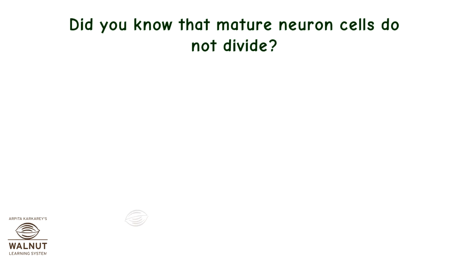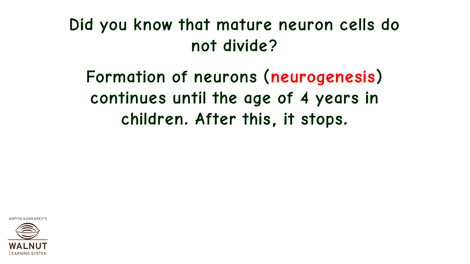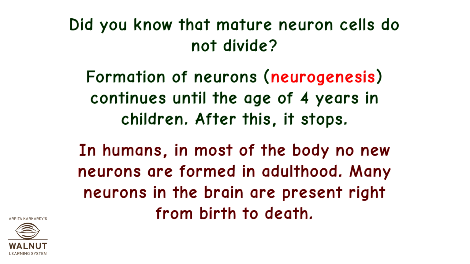Did you know that mature neuron cells do not divide? Formation of neurons, neurogenesis, continues until the age of 4 years in children. After this, it stops. In humans, in most of the body, no new neurons are formed in adulthood. Many neurons in the brain are present right from birth to death.